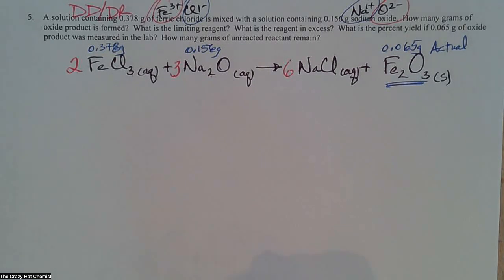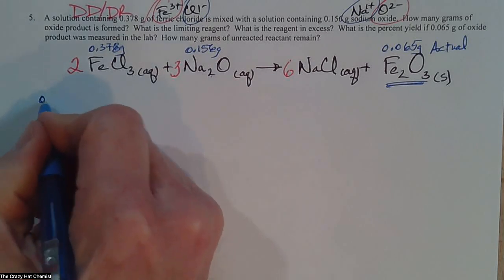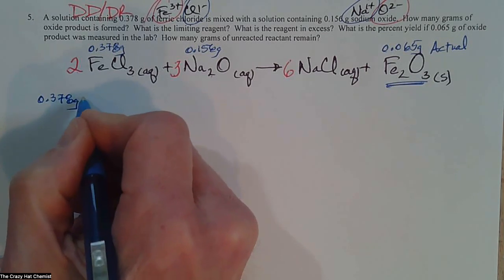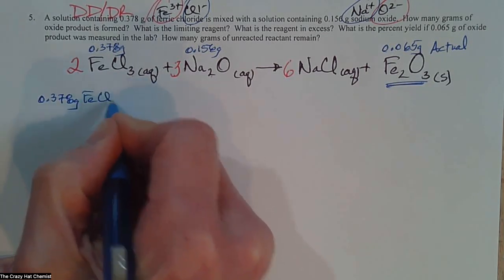All right. So let's start this problem off here and see how far we can get with this very successfully, I will hopefully say. We're going to write a little bit smaller because I've got a lot of information to write on this problem. So we're going to start off with 0.378 grams of the ferric chloride.